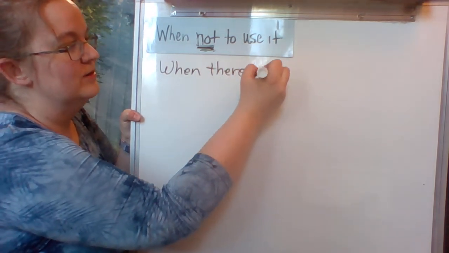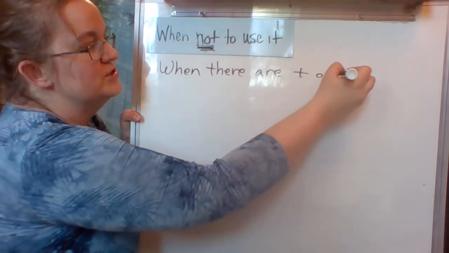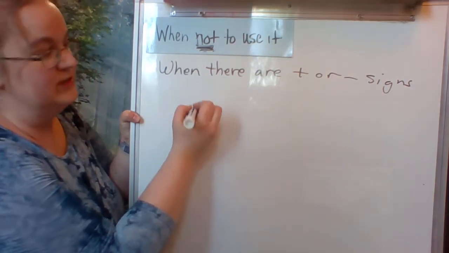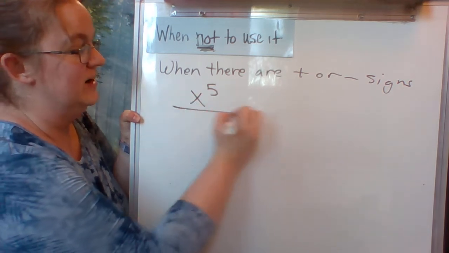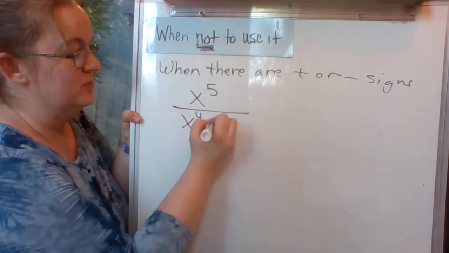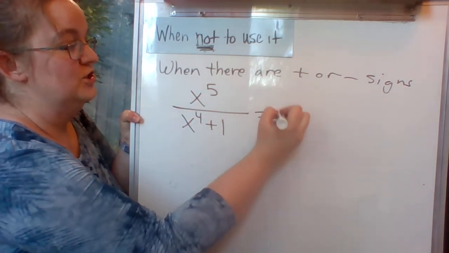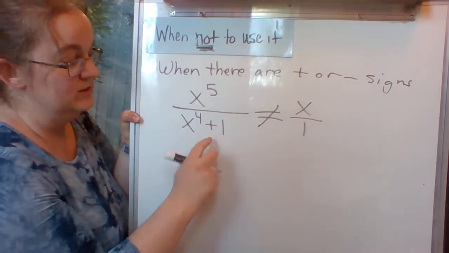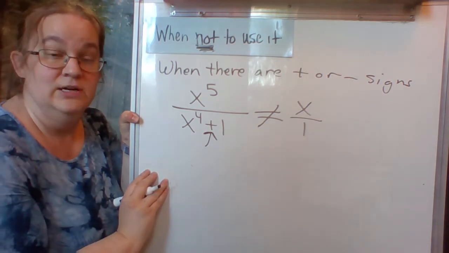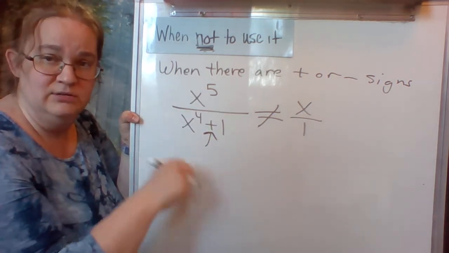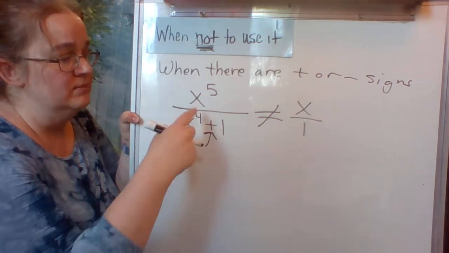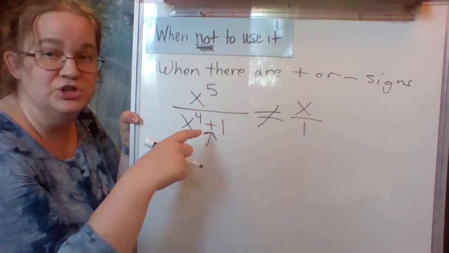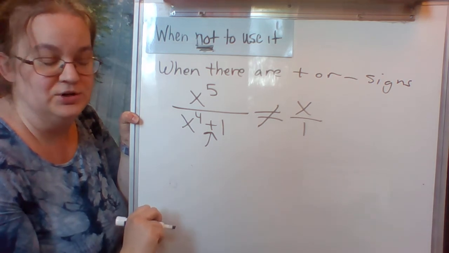when there are addition or subtraction signs. So for instance, x to the 5th divided by x to the 4th plus 1 is not equivalent to x over 1. You can't do it because of this plus sign. It has to be all multiplication on the top or bottom in order to do it. In other words, there has to be one term here and one term here. You can't have it with an addition problem in between because it's not going to work.